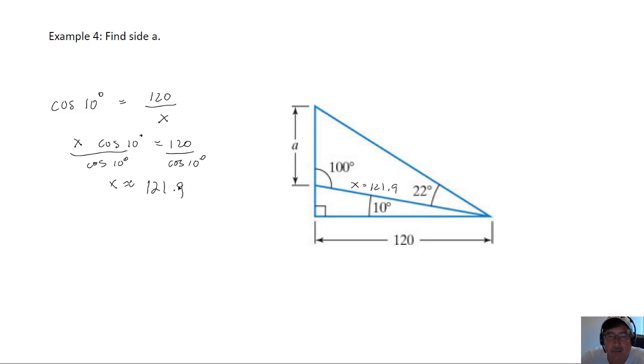All right, so I went ahead and solved, and I got 121.9 for X. Now I think y'all see that you can go ahead and find this angle very easily too, because they gave us 22 degrees and 100 degrees here. So this angle up here, we'll call it angle B, I mean, we can call it anything, equals 180 degrees minus 100 minus 22 degrees, which is going to equal 58 degrees right in here.